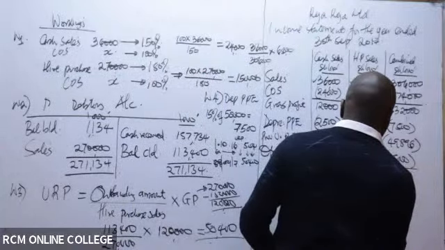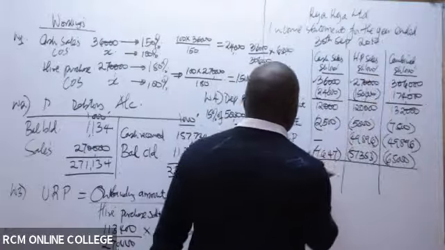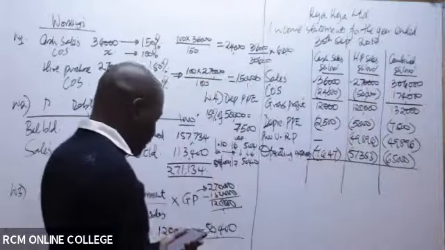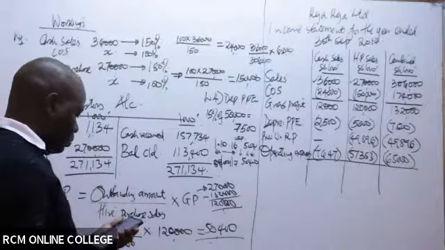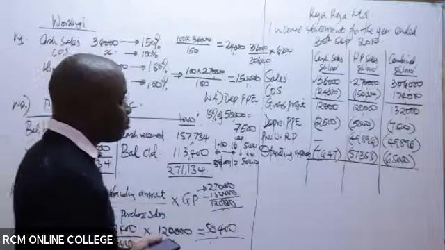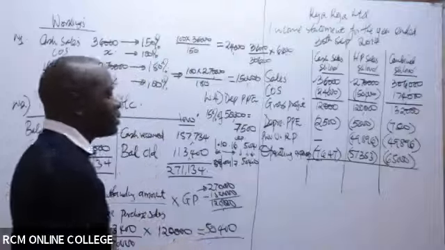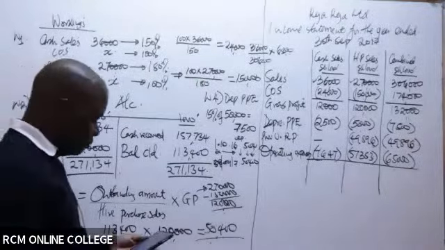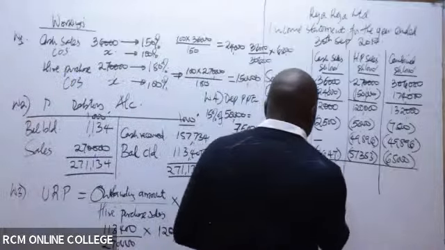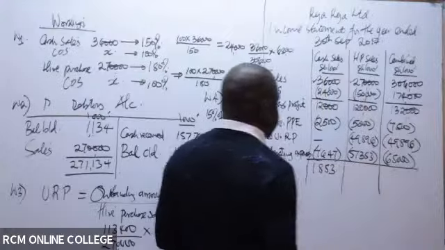So what is the profit for cash sales? And of course, what is the profit for hire purchase sales? For cash sales, you take 12,000 minus the expenses. I can see you're saying 1,853. 1,853. What about the hire purchase sales?